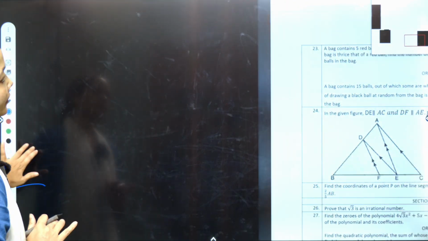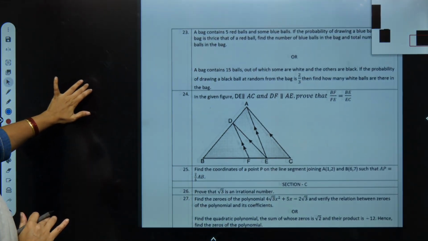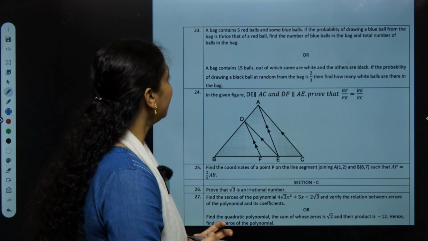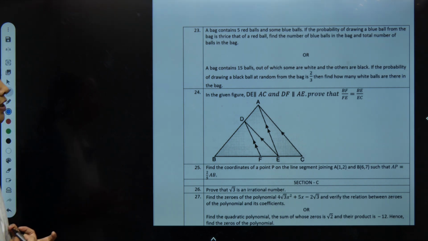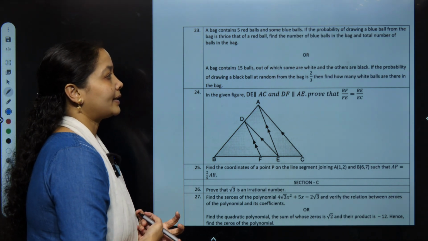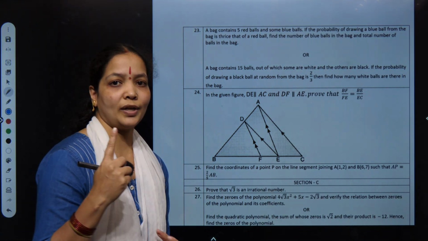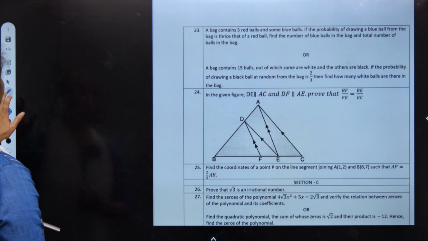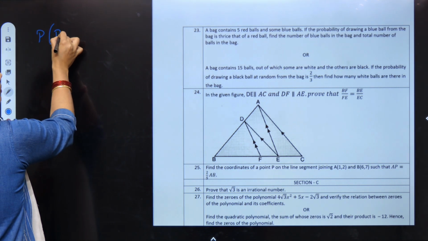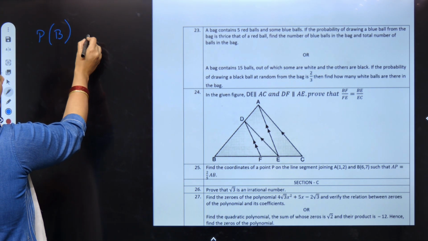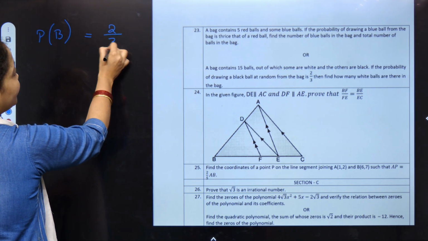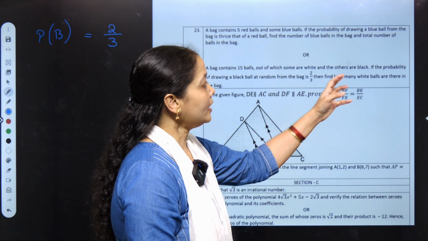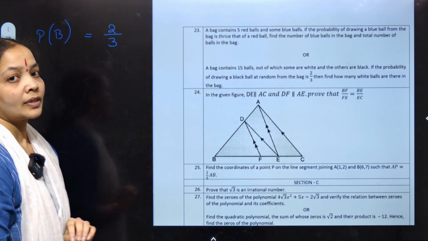Let us see the OR part of the 23rd question. Again, the question is based on the probability chapter. A bag contains 15 balls, out of which some are white and the others are black. Two types of balls are there, one is white and the other is black. If the probability of drawing a black ball at random is 2 by 3, find how many white balls are there in the bag.